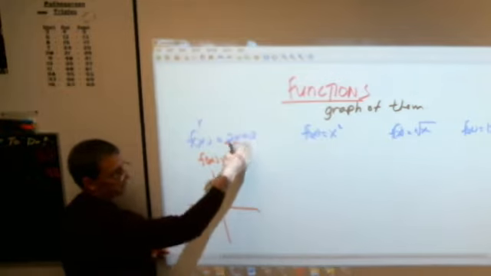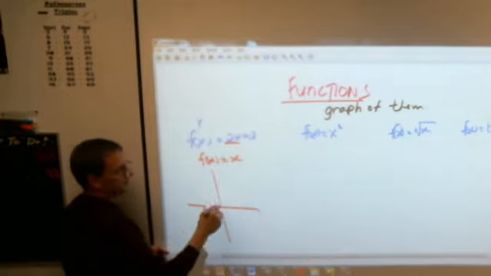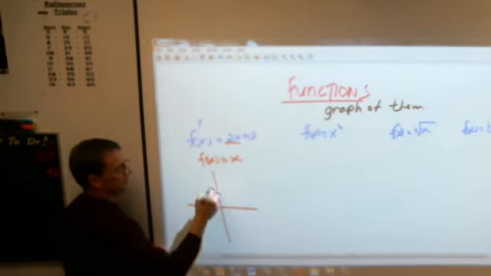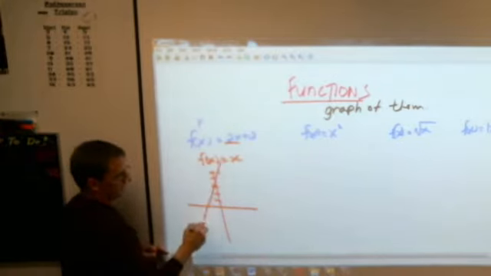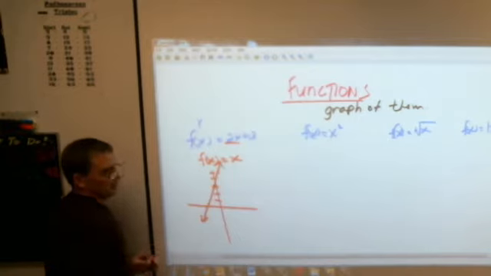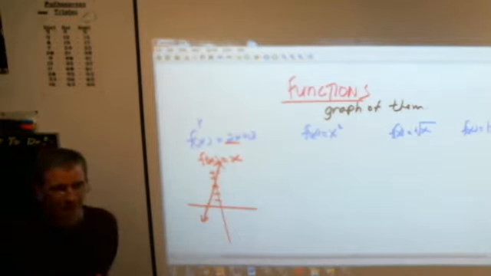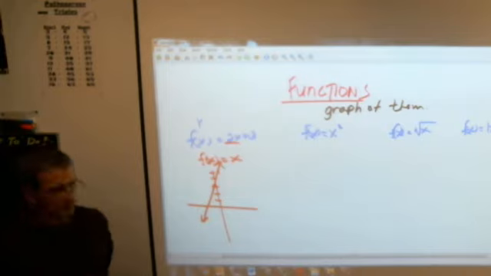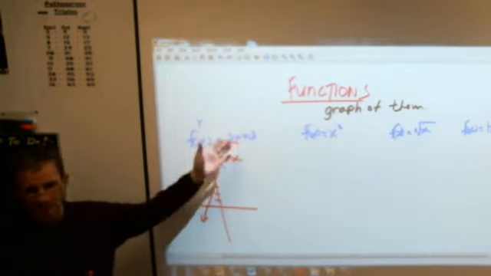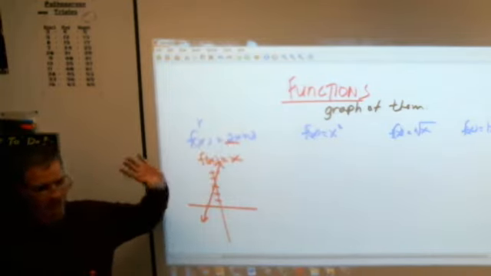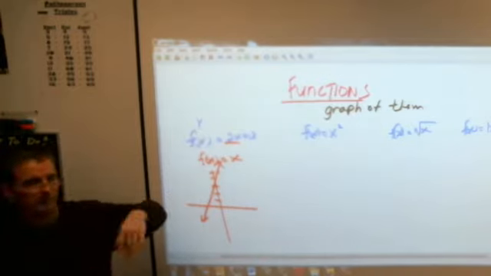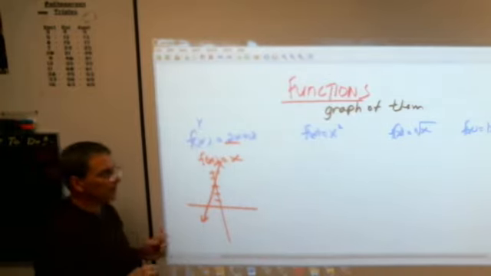The graph of this was 2x plus 3. Remember, it crosses the y-axis at 3, had a slope of 2, which means it goes over 1, up 2. This is the graph of that. So if you ever just get a straight line, the x is going to be by itself. It's not an x squared, it's not a square root of x, it's not the absolute value of x. This will become a little more clear as we talk about this.